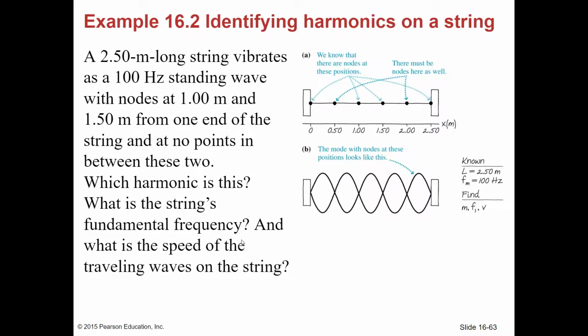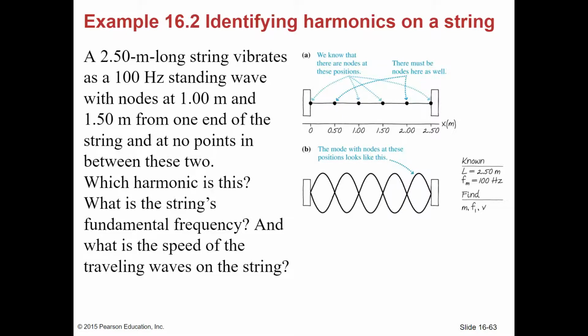Let's look at this example. A 2.5 meter long string vibrates as a 100 hertz standing wave with nodes at 1 meter and 1.5 meters from one end of the string, and at no points in between those two. Which harmonic is this? What is the string's fundamental frequency? And what is the speed of the traveling waves on the string?